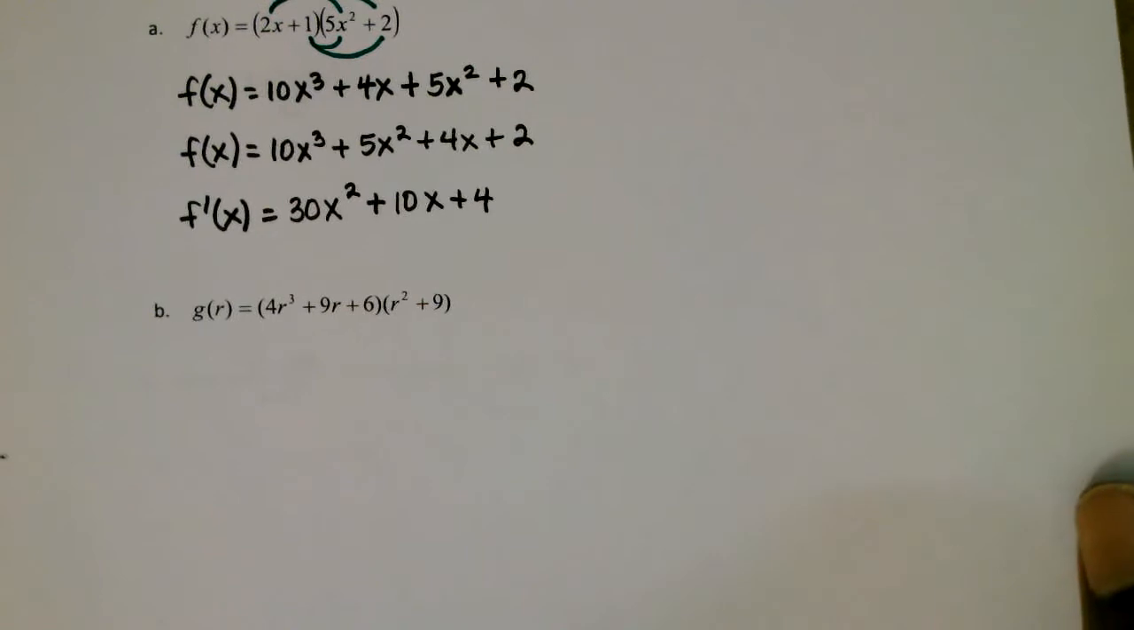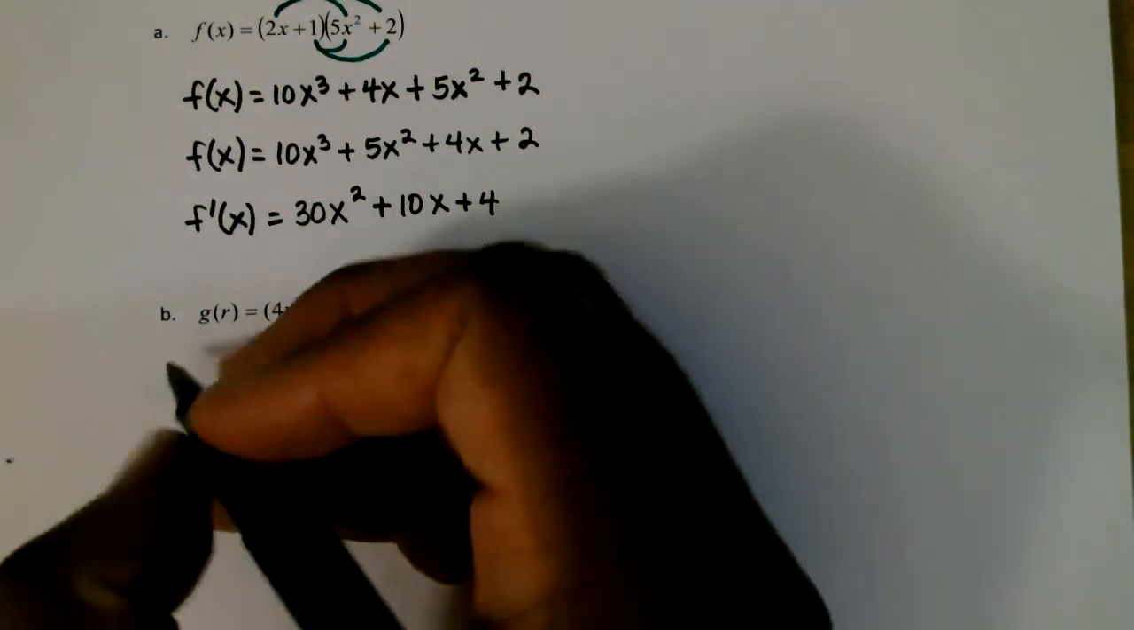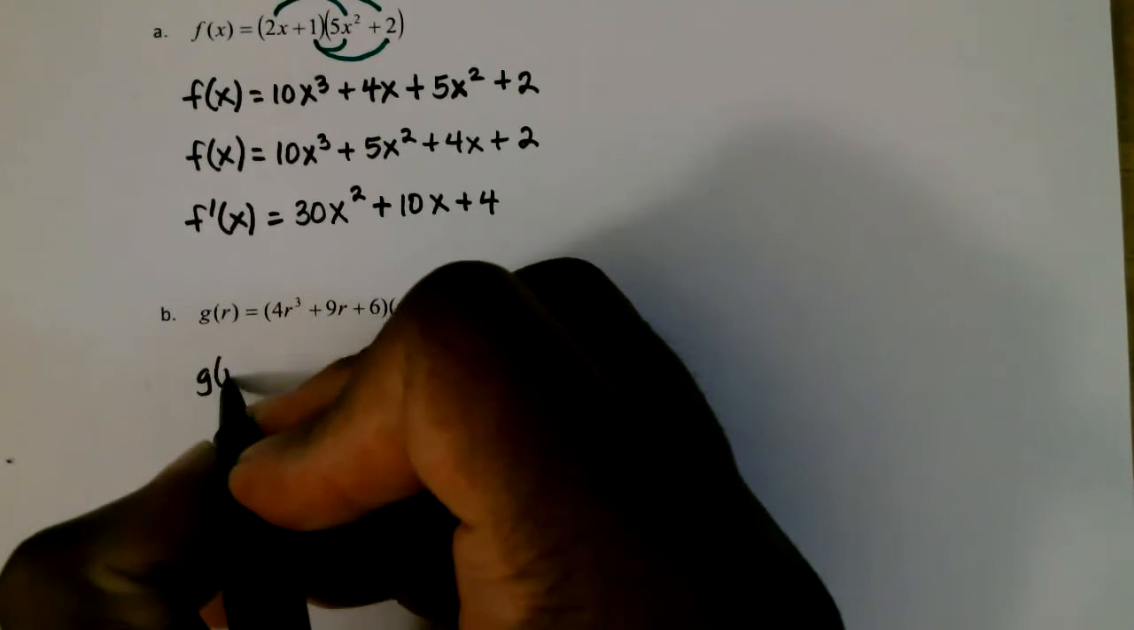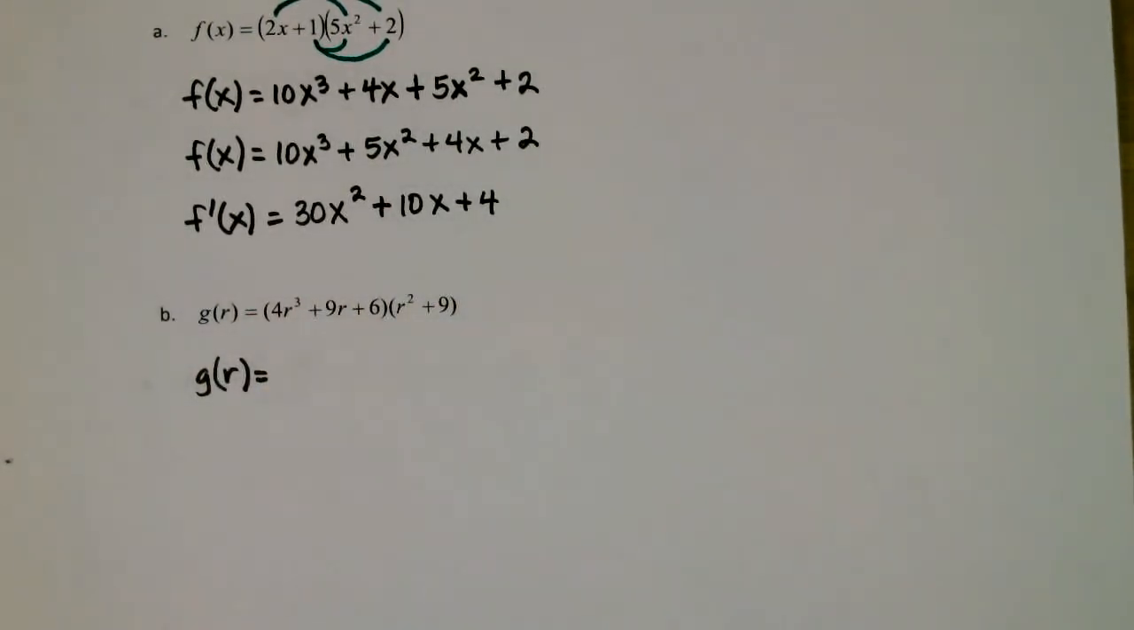All right, part B. 3 terms multiplied by 2 terms. 4r cubed plus 9r plus 6 times r squared plus 9. First of all, I need to go ahead and multiply this out. And then we'll take the derivative of this.